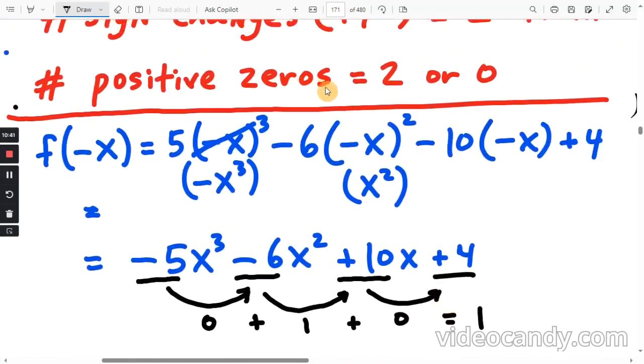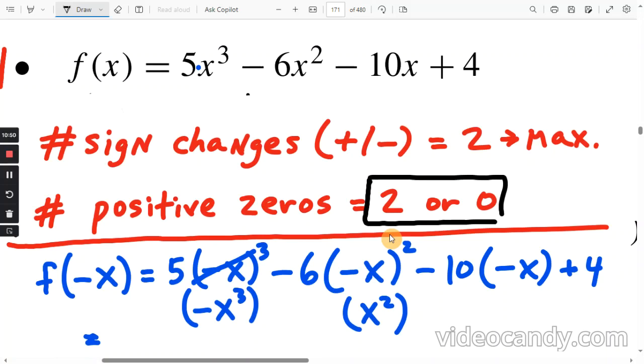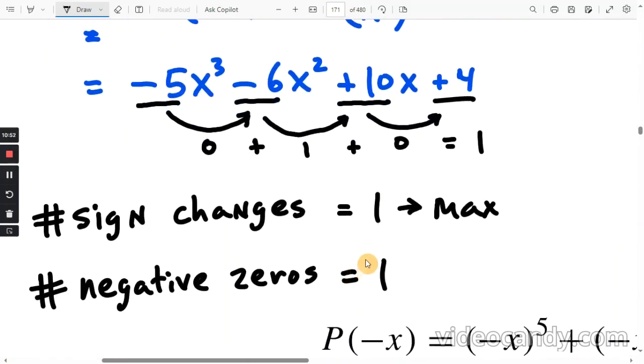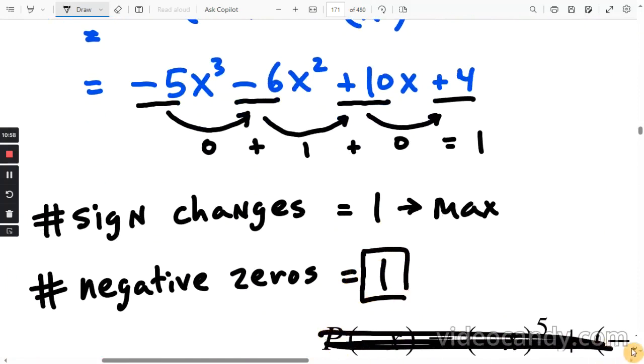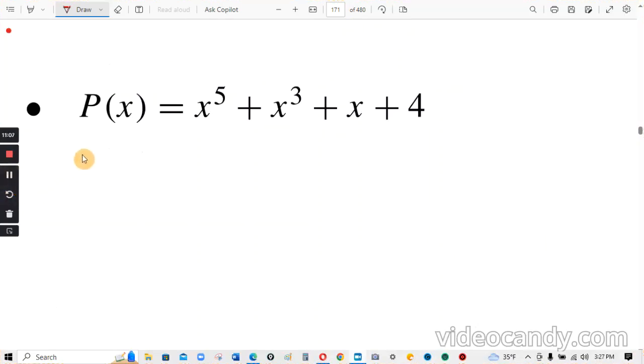So this is it right here. The number of positive zeros is 2 or 0. And the number of negative zeros, that is exactly 1. There's nothing else to count down here. So that's it. All right, please pause and try this problem here. See if you can find the number of positive zeros and negative zeros. And make sure you count the sign changes in the original and plug in negative x and count the sign changes once again.